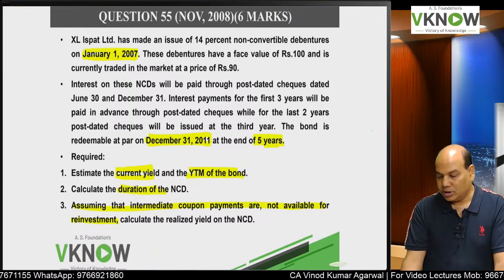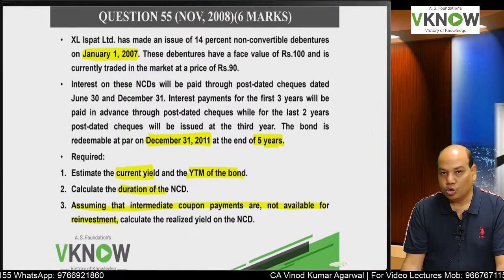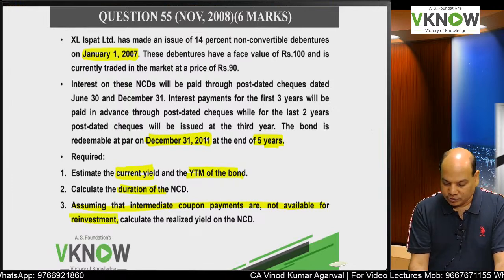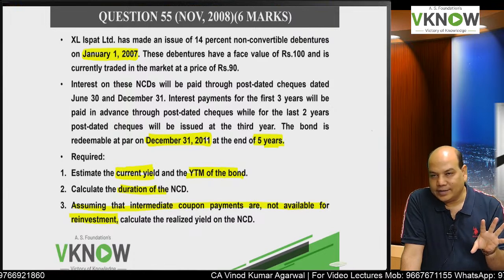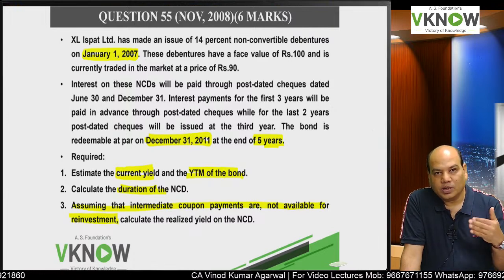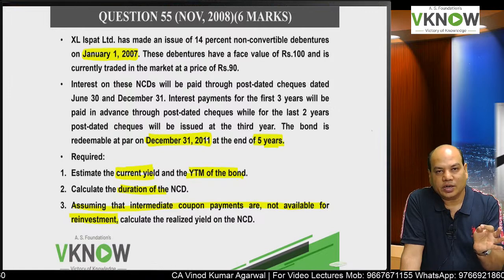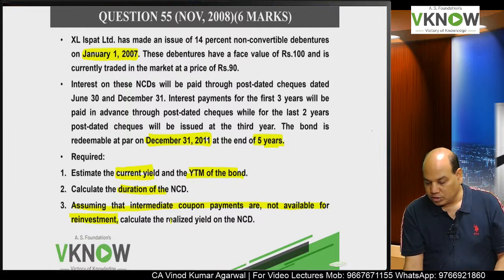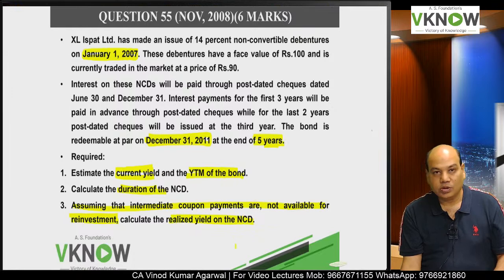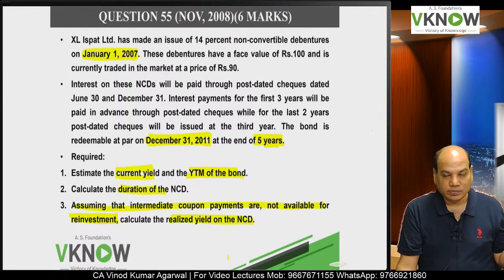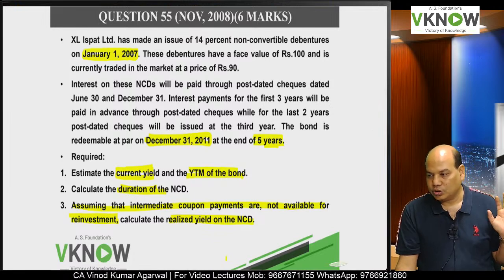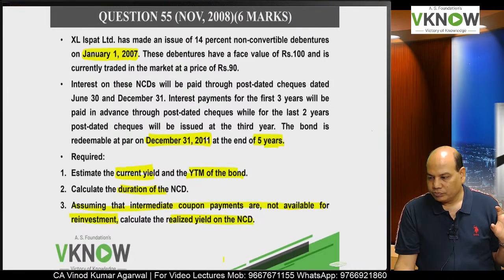Assuming that intermediate coupon payments are not available for reinvestment, that means the coupon that you will get, you will not be able to reinvest. So the reinvestment rate is 0. What is the realized yield on NCD? So one more question, there was realized yield to maturity, which we have done in the previous lecture. Realized yield to maturity. So one question and many concepts are tested. So first we will take current yield.